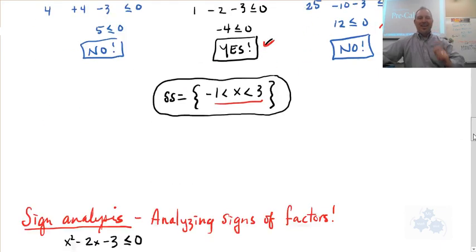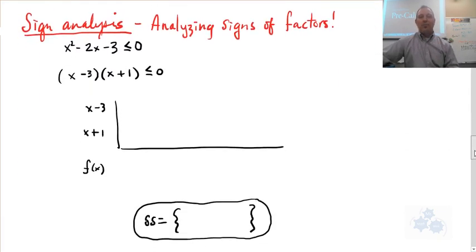All right? And finally, not finally, but sign analysis. Sign analysis is something special. This is different than a test point. What you want to do is take your quadratic, or whatever this is, and factor it. Once you have the two factors, list these two factors on the side of this little chart here, and then determine where on the number line, which would be represented by this horizontal line, it's 0, positive, and negative for each factor. So you want to analyze the signs of each factor.